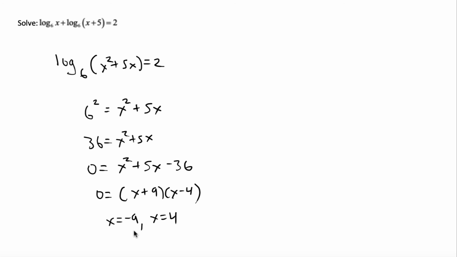For log equations, remember, what is the domain of a log function? Right, the domain is 0 to infinity. What does that mean? It means that the argument here cannot be negative. Notice what happens if you plug in the 4 here and here, right? It's positive, so that's fine. This will work out. But notice what happens when you plug in the negative 9 in here, right? We get log base 6 of negative 9, which does not exist.